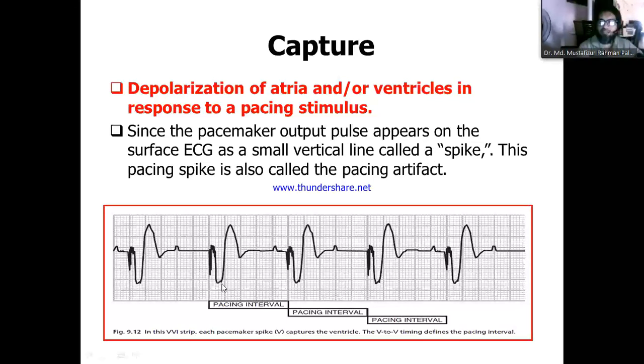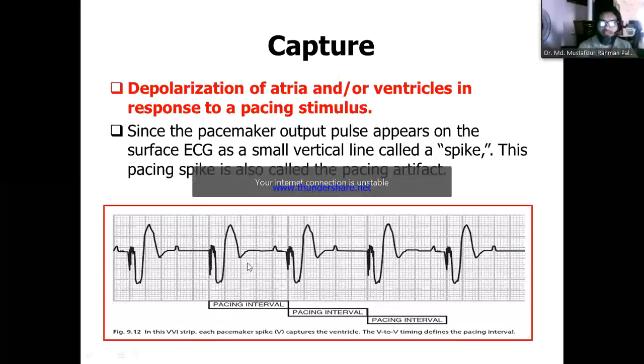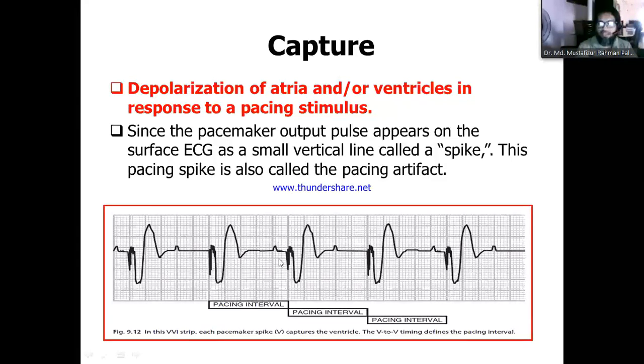It is a very small vertical line known as the spike. So this is the basic. This is the VVI pacemaker. Later on, I will tell you what the VVI pacemaker is. But in this slide, you just see that this is the pacing spike, and after that, the ventricle will depolarize. This is the capture. At a regular interval, that is the pacing interval, which we fix in the pacemaker, it will pace. So in every pacing interval, it will pace the ventricle and depolarization occurs.